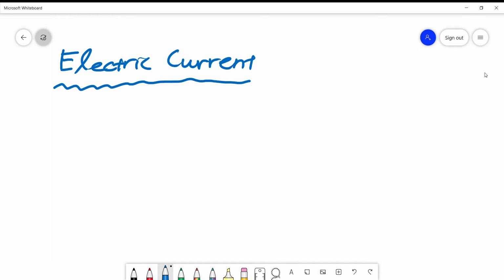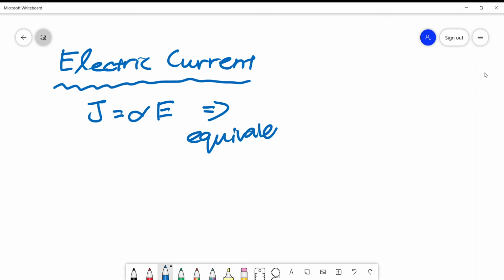Okay, so from the previous video, we discussed the electric current density. J is equal to sigma E, where sigma is the conductivity and E is the electric field. And we did a proof for this formula. We proved that this formula is equivalent to Ohm's law, which is V equals IR.